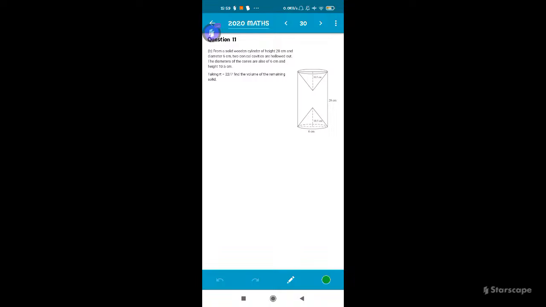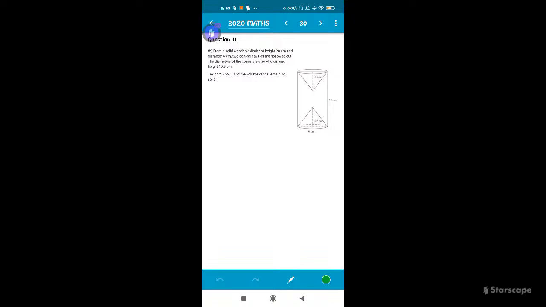You have to take pi as 22/7 and then find the volume of the remaining solid. So we have a wooden cylinder whose dimensions are given to you, and from there two cones or two conical surfaces have been taken out. Now we have been asked to find the volume of the remaining part of the solid.